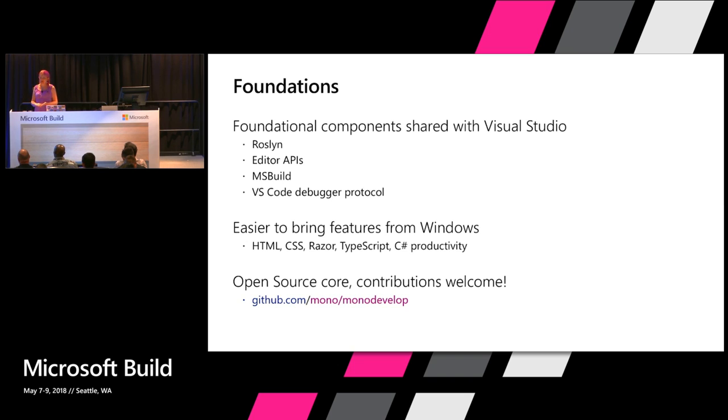It's built on MSBuild. The debugger that you just saw for .NET Core uses the VS Code debugger protocol. You can use TextMate for syntax highlighting. There's a whole bunch of shared components that enable us to deliver features on Mac more easily. And so this is something that we've been working on a lot. It's not super visible because it's not something you see directly, but this is what's enabled us to bring things like Razor and TypeScript to you.